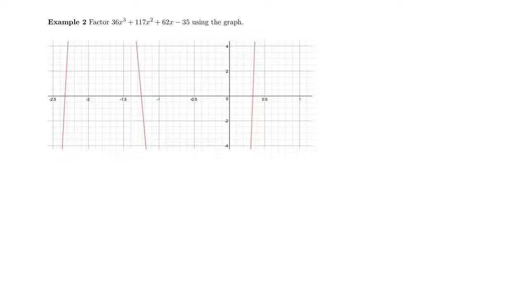So for this last example, same idea. I want to factor 36x cubed plus 117x squared plus 62x minus 35. So again, I went to Desmos, I looked at the graph, I'm narrowing in on the zeros because that's all I care about, and I see there's 3 spots.